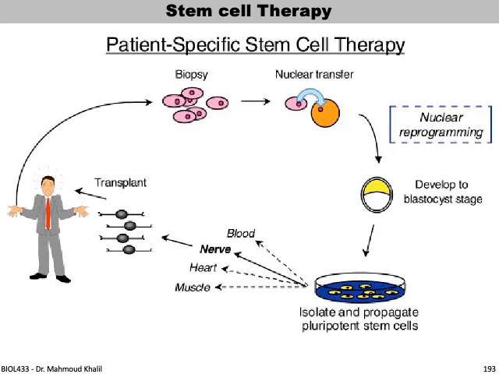So again here, what's a patient-specific stem cell therapy? Actually, you take a biopsy from the patient, you do nuclear transfer, you do nuclear reprogramming, you develop it into a blastocyst stage, you culture, you isolate, and differentiate into blood, nerve, heart, and muscles, and you transplant again to the patient. That's the main aim of a researcher working on stem cell therapy.